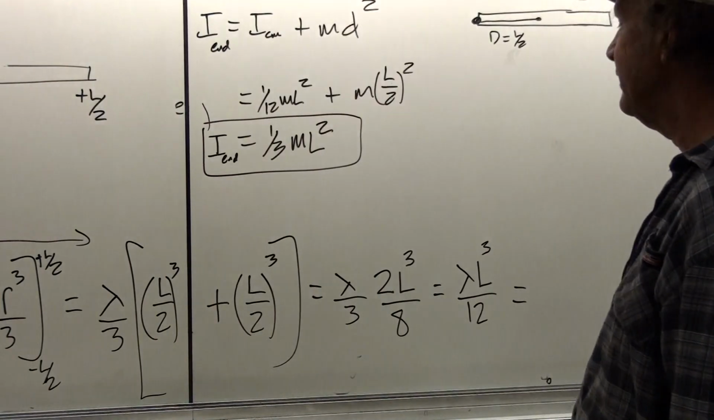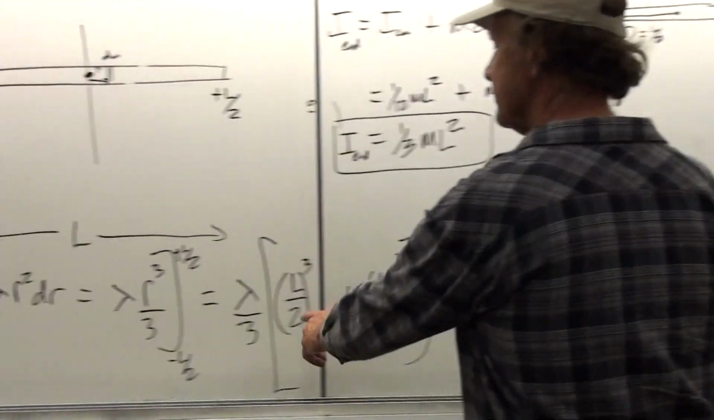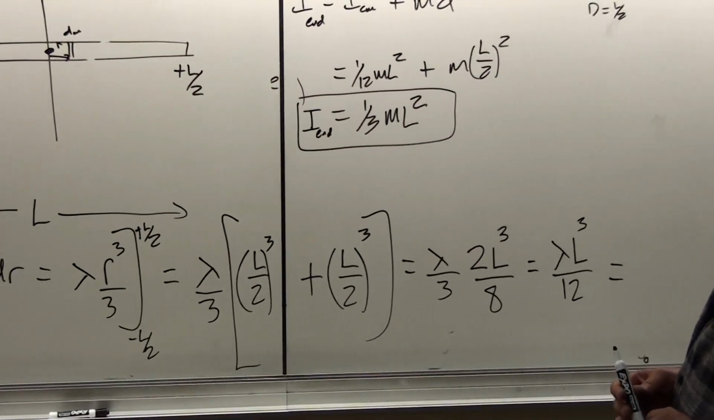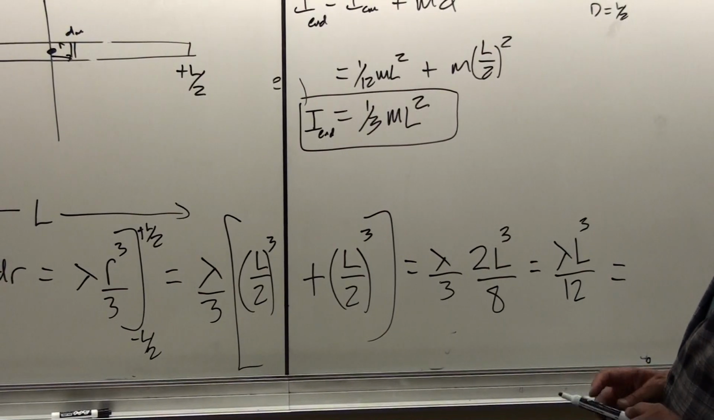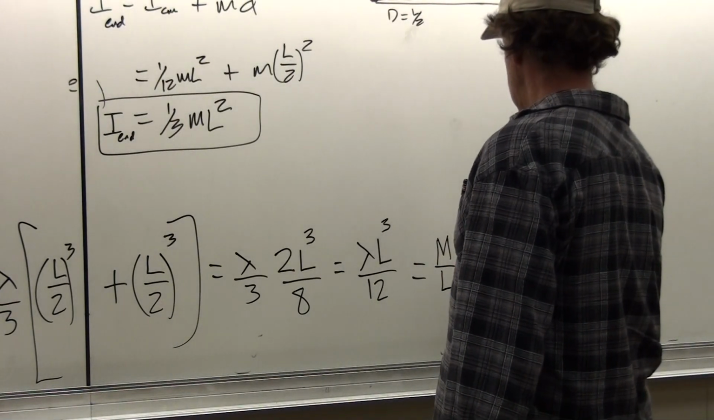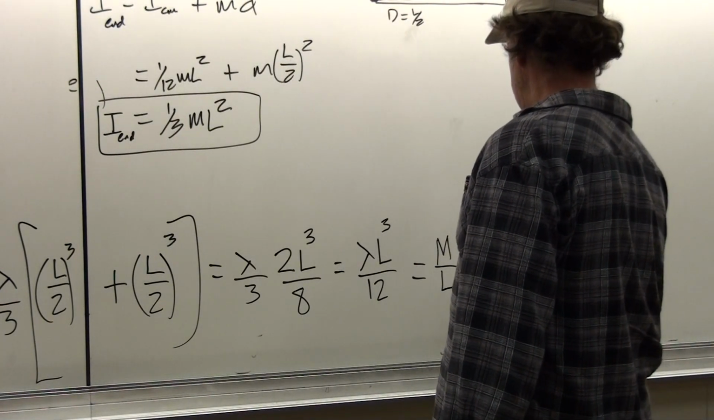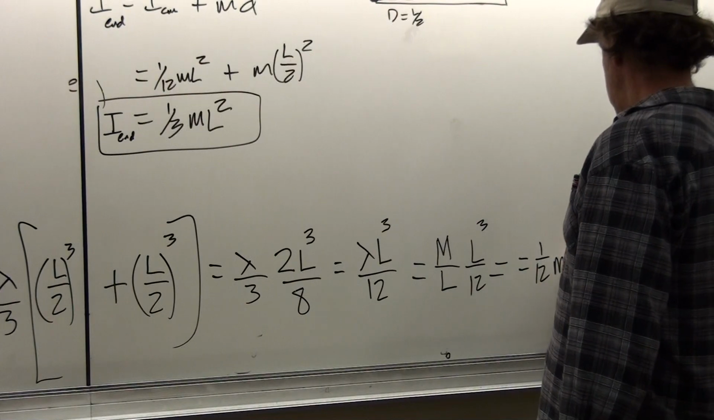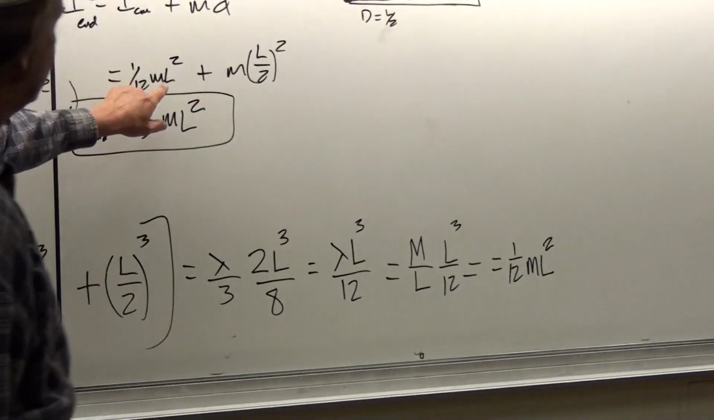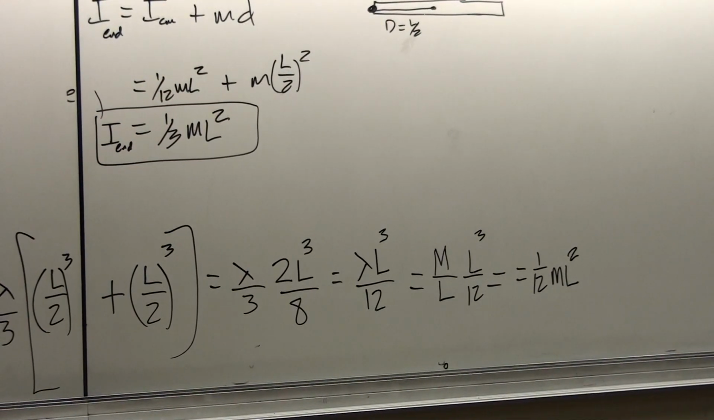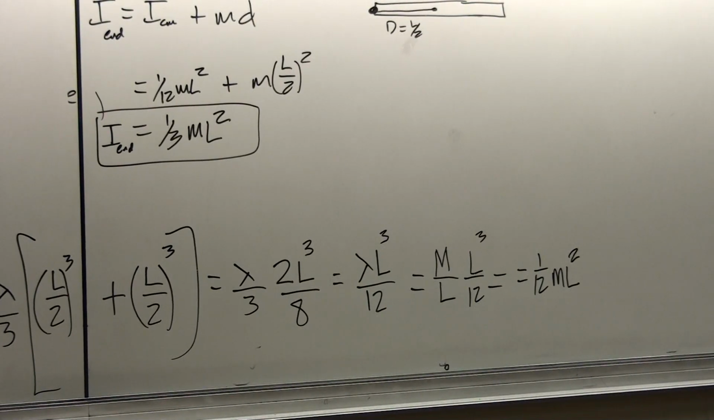And so now that we're finally all done, and we've done all of the rest of our algebra, we've converted r into something that is between the endpoints here, then I can finally, in my last step, write lambda as m over L times L cubed over 12. And then that gives us our 1/12 ml squared. That then verifies that the moment of inertia of our thin rod rotated about its center of mass is equal to 1/12 ml squared.